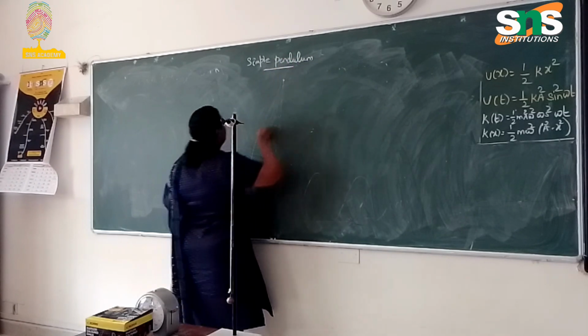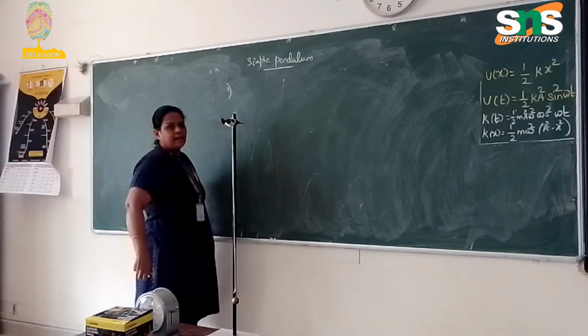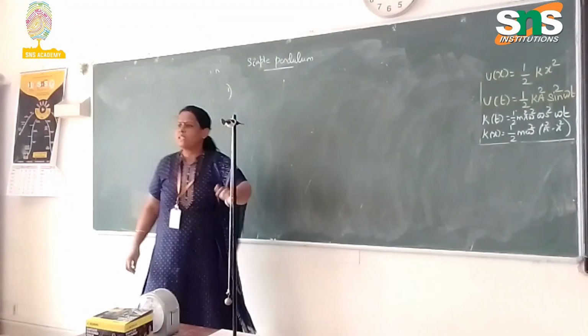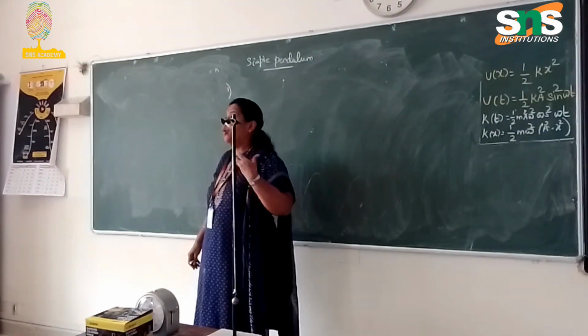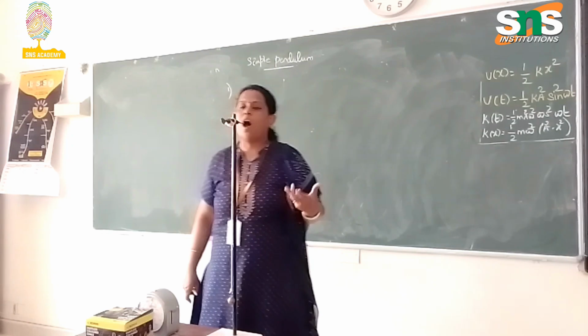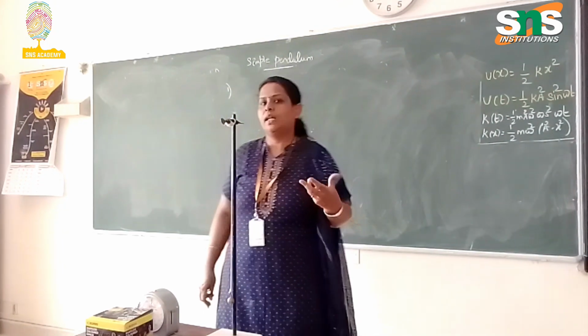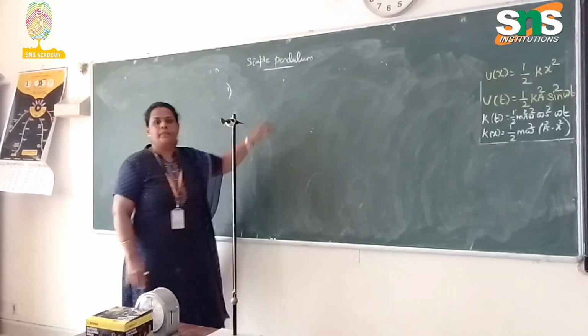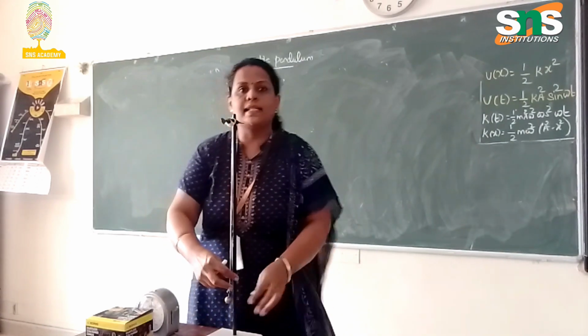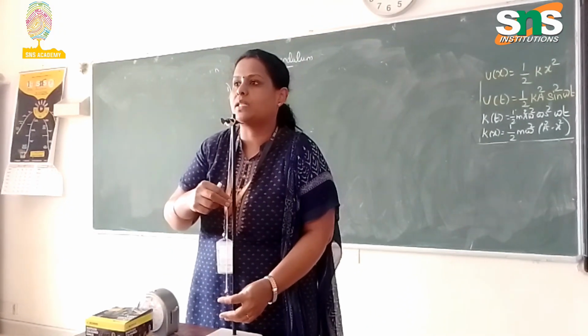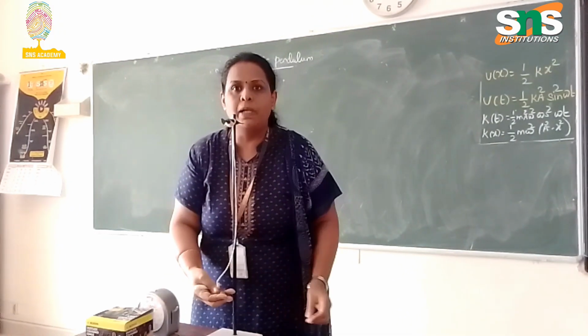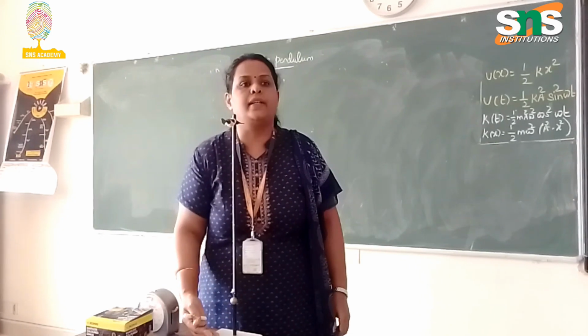Very good. Normal force and gravity. The normal force, in the case of a string, how can I change that force? Normal force as tension. Very good. Tension produced in the string is acting upwards. And weight W equal to mg is acting downwards.